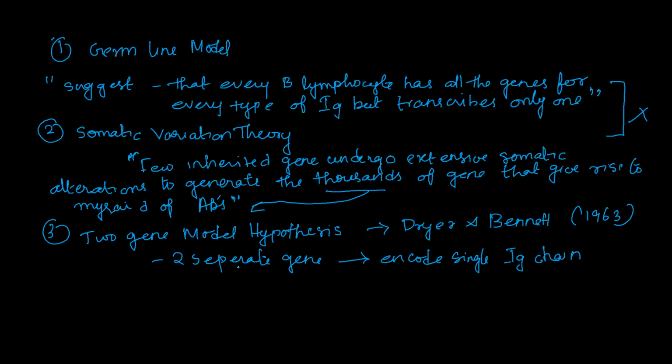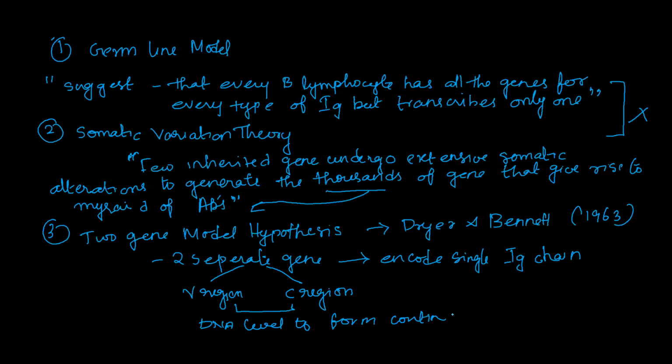These two separate genes were the V region, known as the variable region, and the C, that is the constant region. So it has two separate genes for these two. And when these two are brought together at the DNA level to form a continuous message, that is a process of recombination. Now, what happened? It is transcribed as a single immunoglobulin gene.